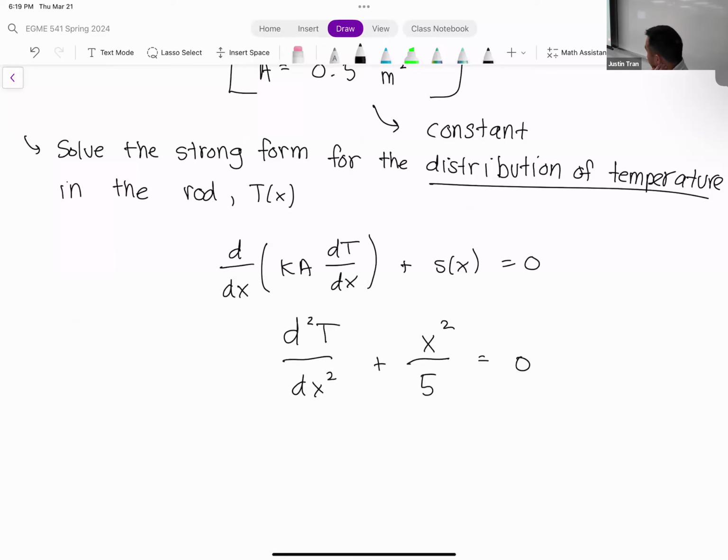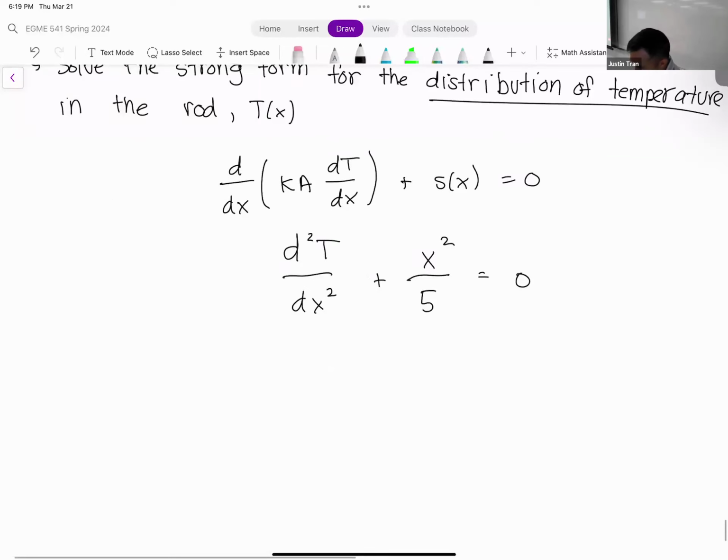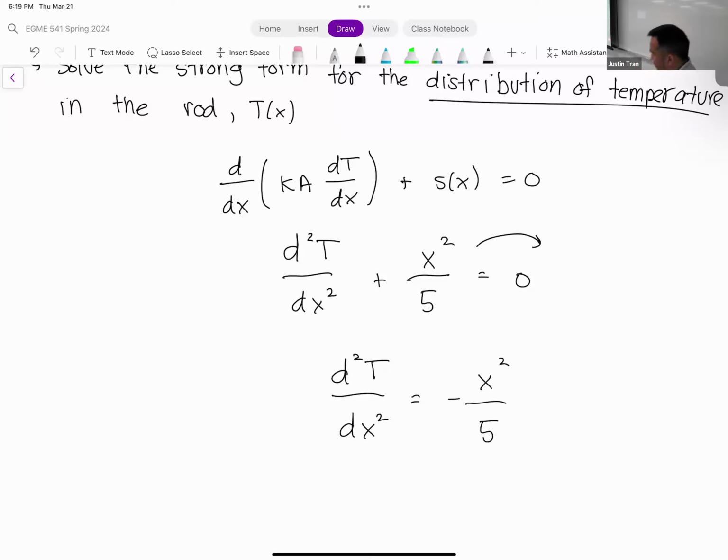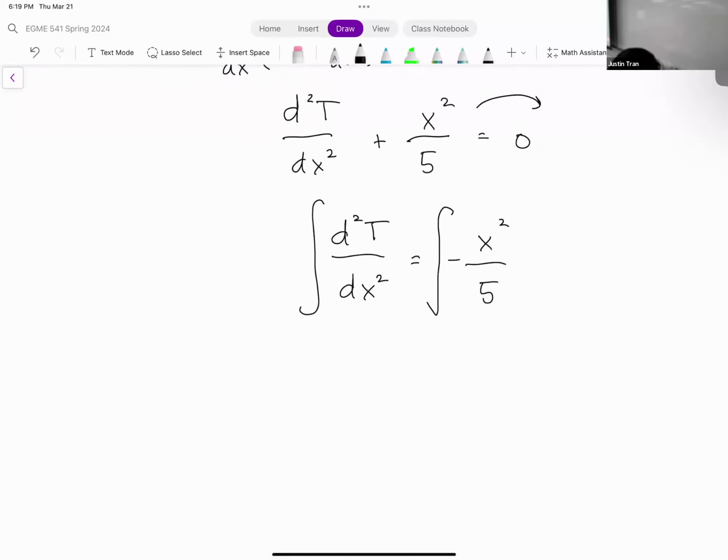Okay. So we have another pretty straightforward case here. So there's not much for us to do. So let's subtract x squared over 5 from both sides. So we have d squared T over dx squared is equal to minus x squared divided by 5. Okay. Let's integrate both sides. Okay. So this is an equation we can solve just from direct integration. Okay. So we integrate both sides.